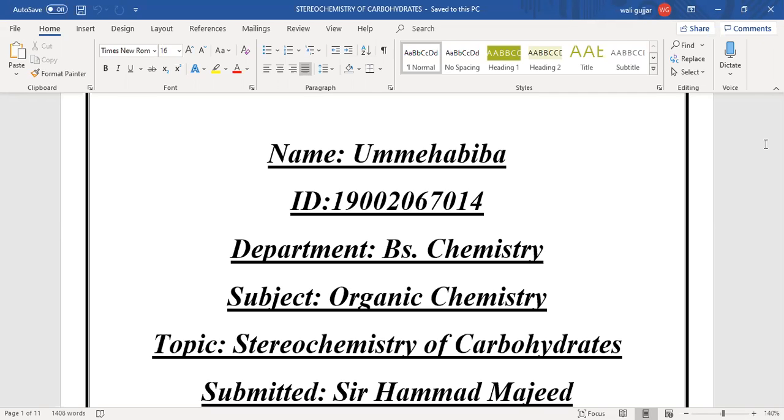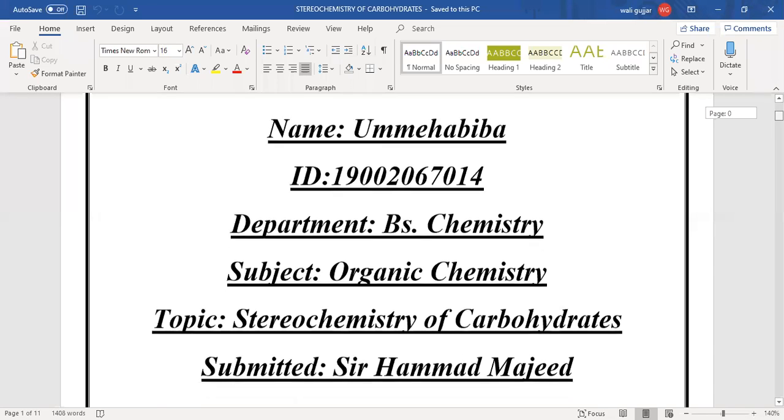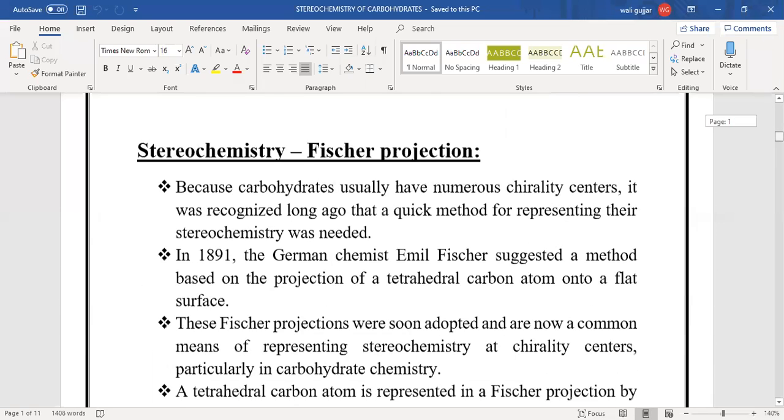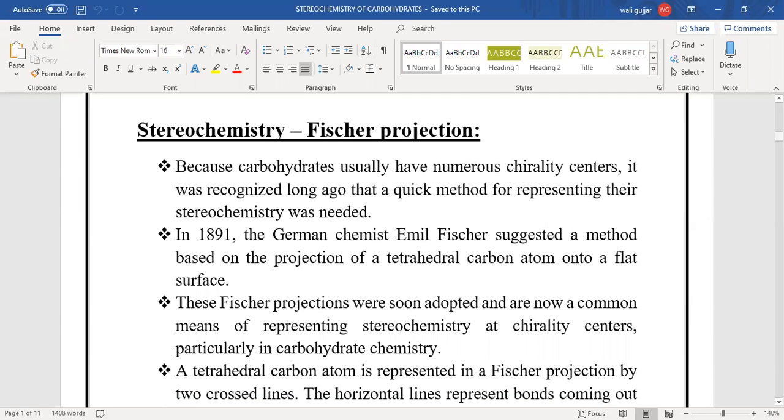Today the topic of my presentation is stereochemistry of carbohydrates. First of all, I'll discuss stereochemistry from the point of view of Fischer projections because carbohydrates usually have numerous chirality centers. It was recognized long ago that a quick method for representing their stereochemistry was needed.